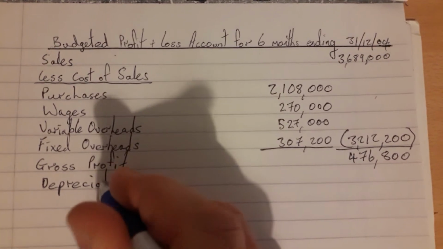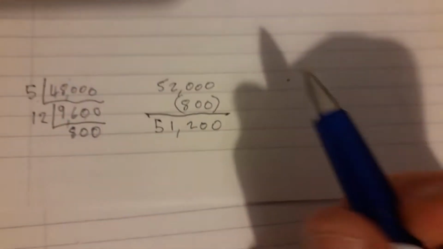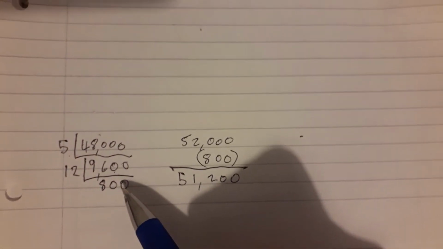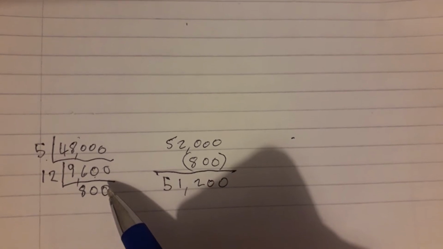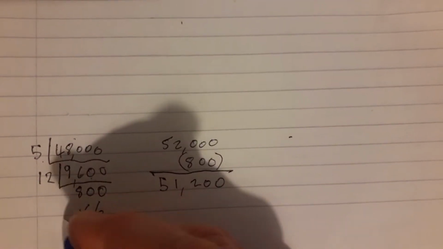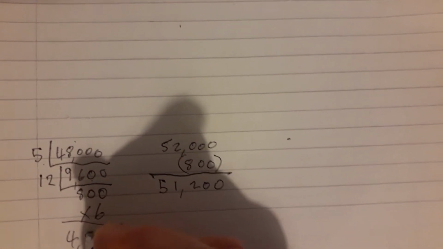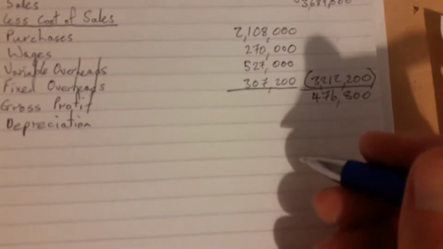So depreciation, and if you remember when we were doing our depreciation calculations down here, it worked out at 800 euros per month, and if we've got 6 months here, then it's going to be 6 times 800, which is 4,800. That's your depreciation figure for 6 months. So we can take that off.